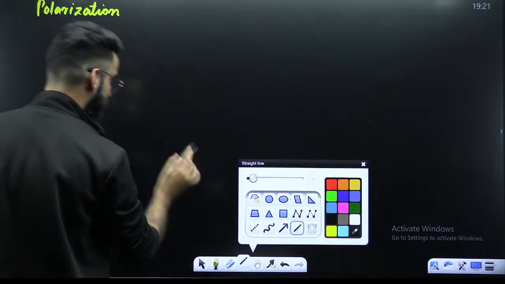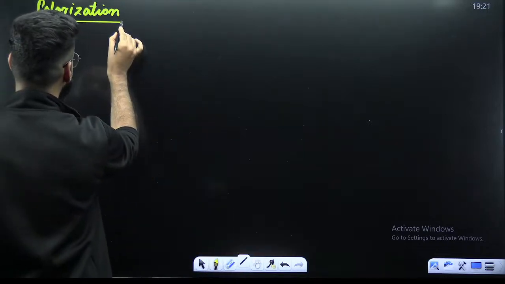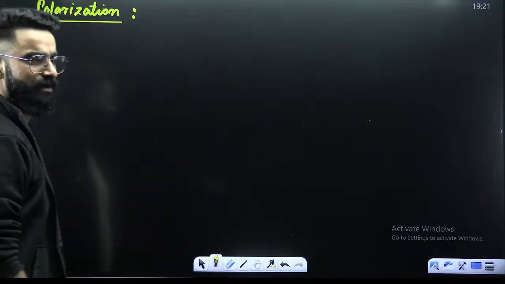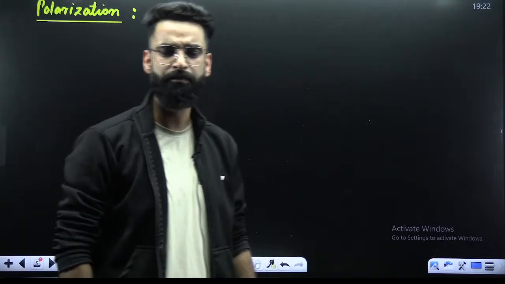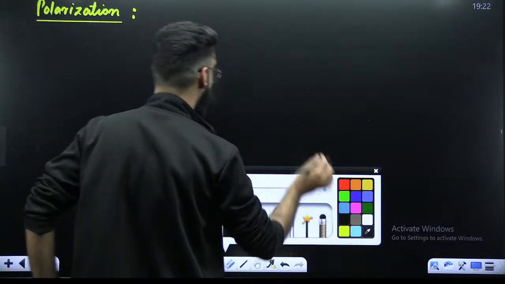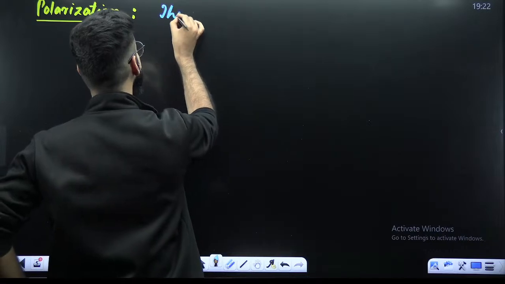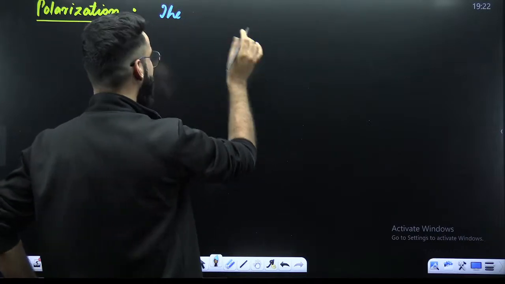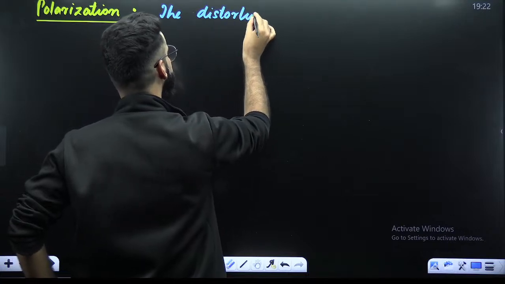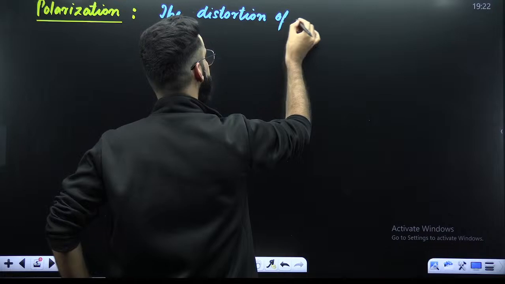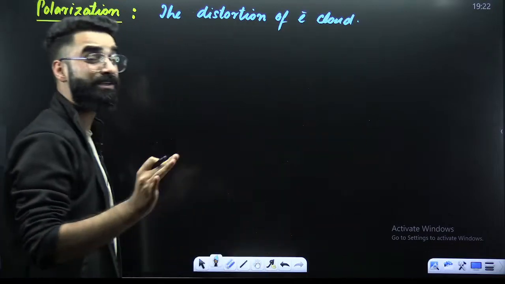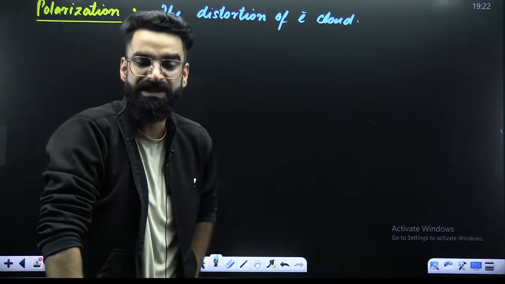Polarization. What is this polarization exactly all about? What is meant by polarization? Understand, my dear students, polarization is defined as, in simple words, the distortion of electron cloud. The distortion of electron cloud is something which I call as polarization.